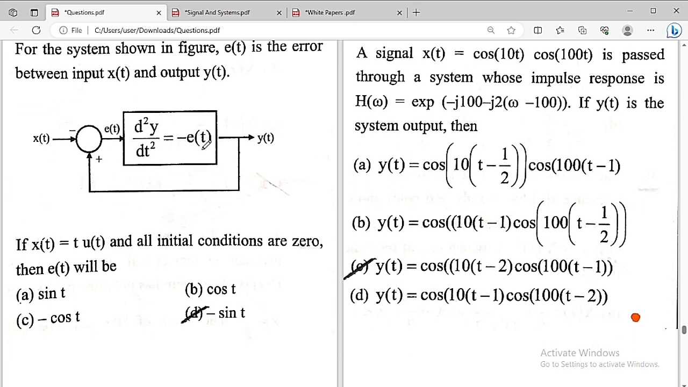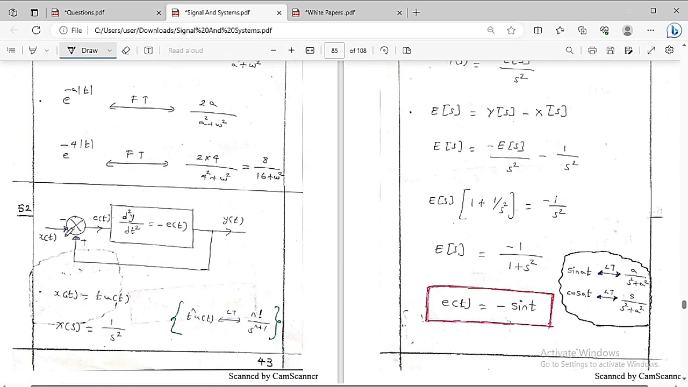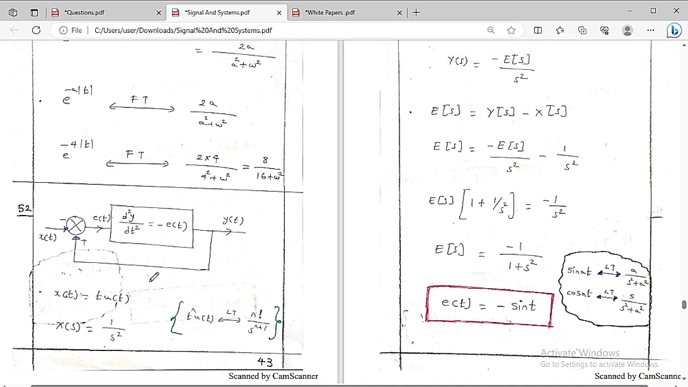So let's solve this numerical. The same graph I have drawn. Here the input is x of t, the output is y of t. They are taking feedback, positive and negative, and the error is e of t. And this is the system input output equation: d square y by dt square is equal to minus e of t. What is x of t? They have given t into u of t. For this input, with all the initial conditions 0, we need to figure out what e of t is.